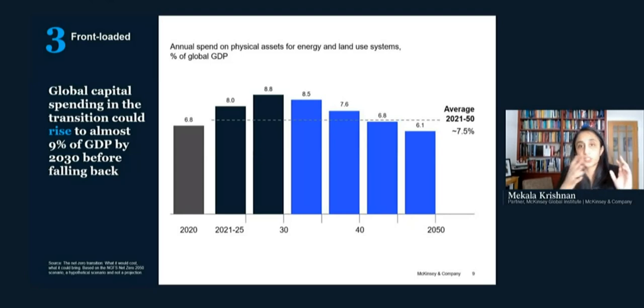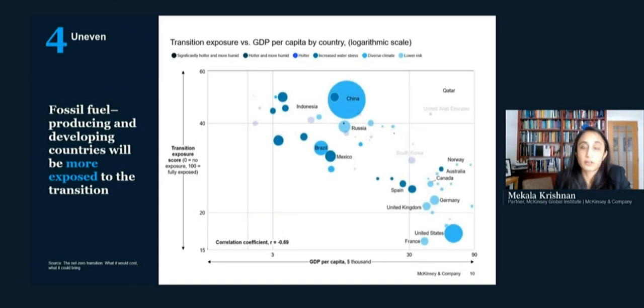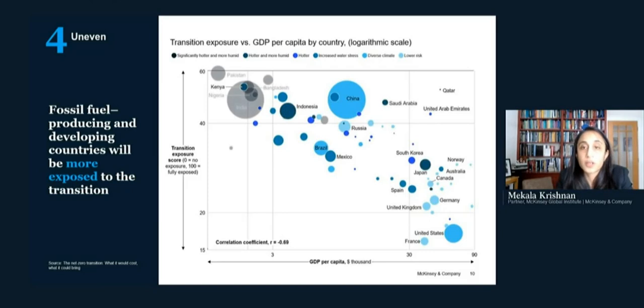So we've talked about universal, we've talked about significant, we've talked about front-loaded. The fourth feature we identify is that the transition is uneven. And we see that as one example here across countries. This is a little bit of a busy chart, so to orient you for a moment, the y-axis of this chart is a score that we've created, a transition exposure score.